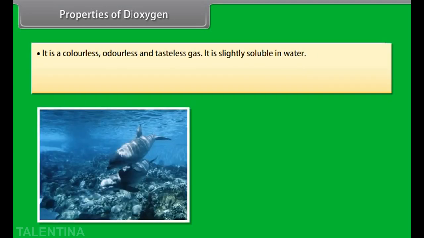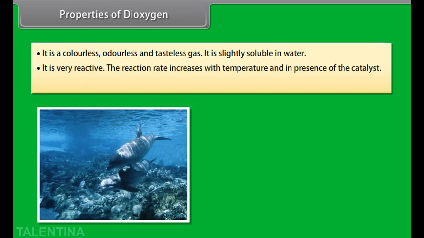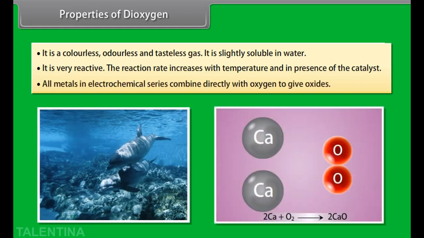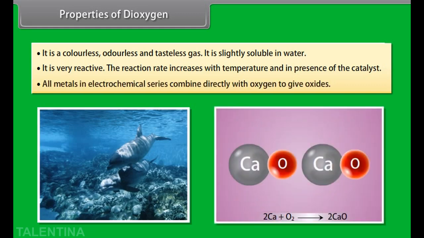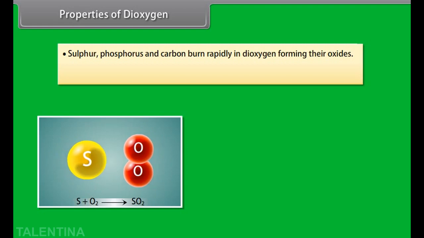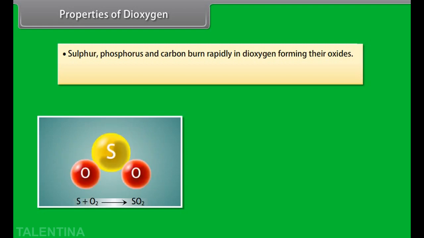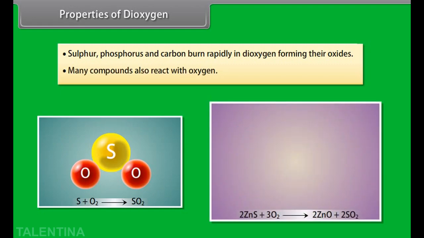Properties of dioxygen. It is a colorless, odorless and tasteless gas. It is slightly soluble in water, which gives vital support to marine and aquatic life. It is very reactive. The reaction rate increases with temperature and in the presence of a catalyst. All metals in the electrochemical series combine directly with oxygen to give oxides. Sulphur, phosphorus and carbon burn rapidly in dioxygen, forming their oxides. Many compounds also react with oxygen.